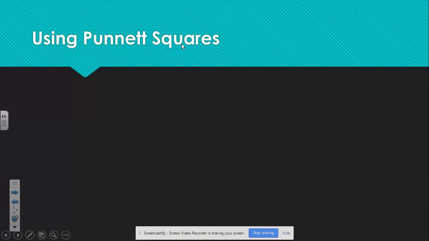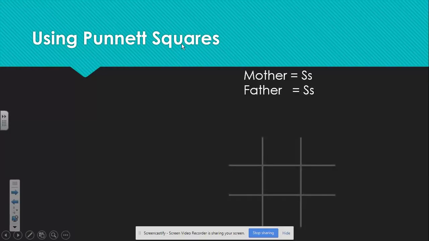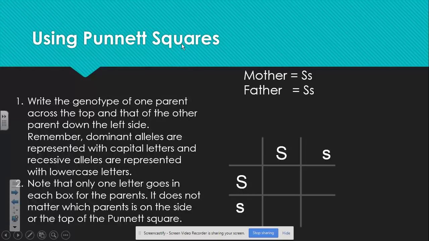So first, I have a review on Punnett squares. In this example, we're going to be looking at sickle cell anemia, which is the big disease for Unit 3. Sickle cell anemia is a recessive trait, which means that you have to have two of the alleles in order to have the disease. In this case, we have a mother and a father who are both heterozygous. Hetero meaning different. They're both heterozygous for the disease.